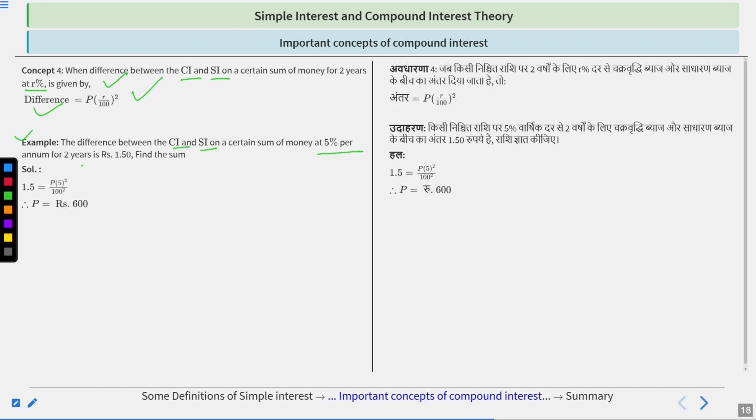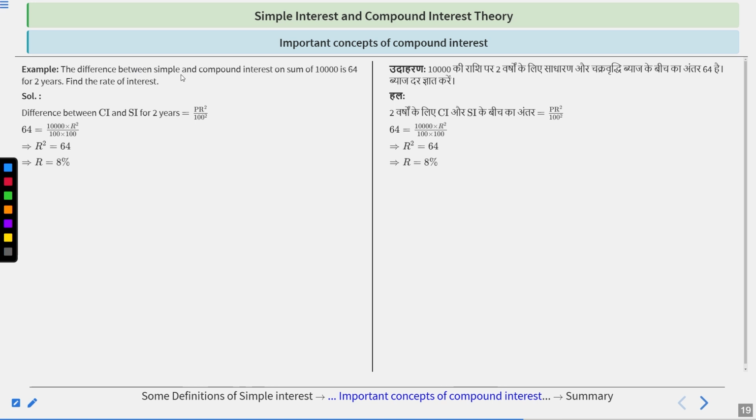For example, the difference between compound interest and simple interest on a certain sum of money at 5% rate per annum for 2 years is 1.50 rupees. Find the sum. So we can easily use this formula and just put the values in. The difference is given as 1.50 rupees, so we put 1.5 rupees in the difference place. We need to calculate P, and we know the rate of interest. So P multiplied by R square upon 100 square, when we calculate it, we get the value of principal, which is 600 rupees. Clear? Next.